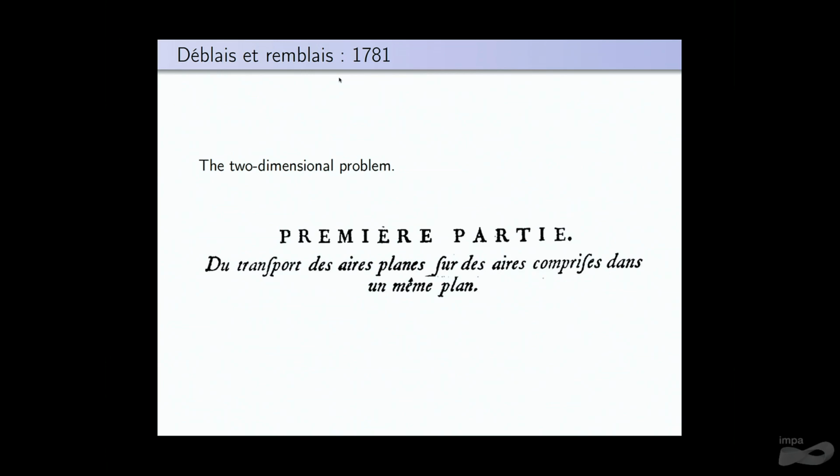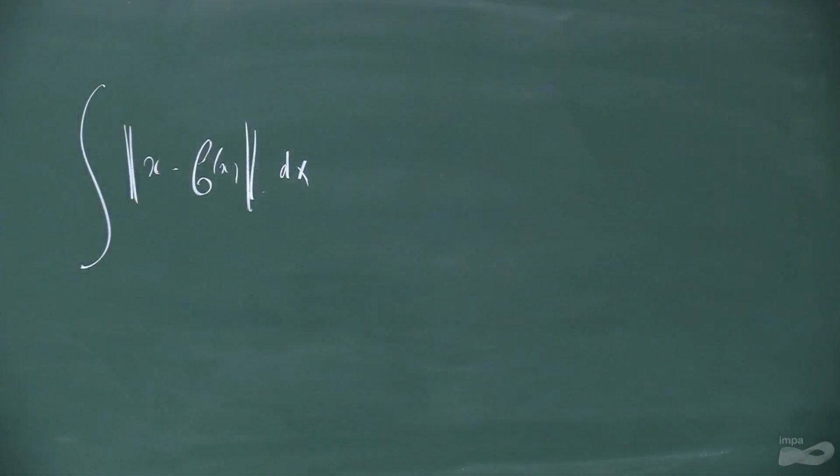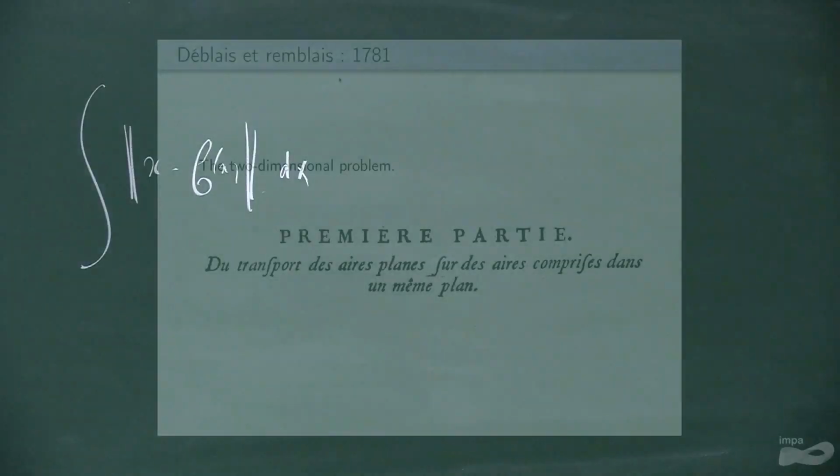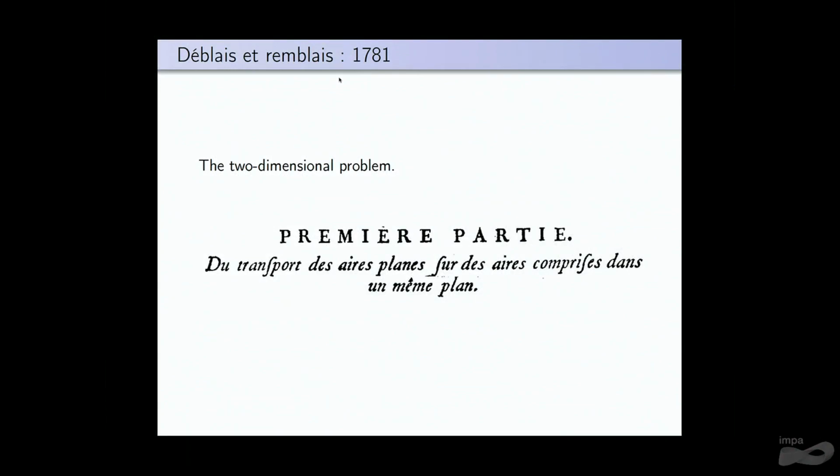First observation, at no moment does Monge have any doubt about the existence of a minimum. For him, it's obvious there should be a minimum. So he does not even discuss the existence of a minimum, and it's good news because the proof that there is indeed a minimum for such a map has been obtained by Ambrosio some 15 years ago.